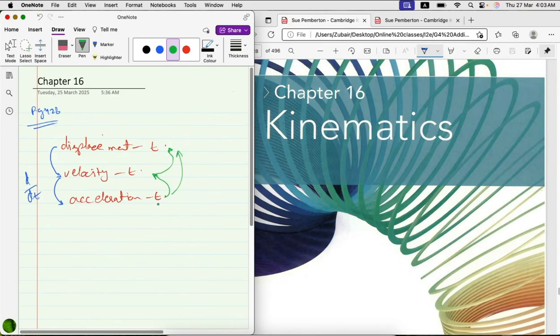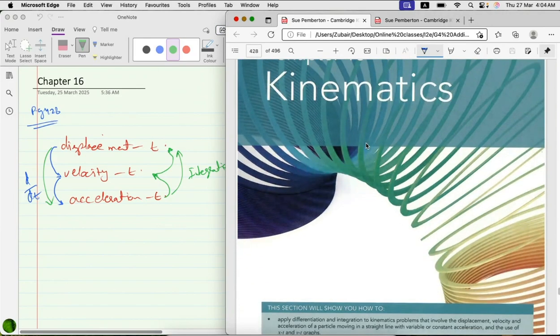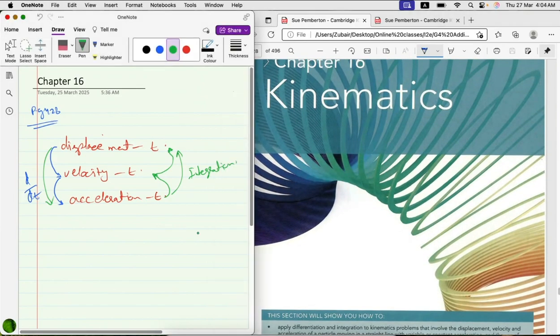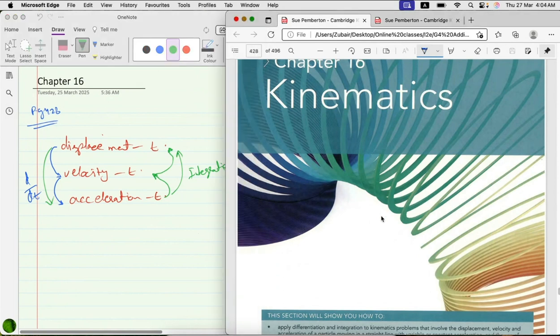So if we are moving up from this graph, we do integration. And if we are moving down, we do differentiation. So basically, integration of acceleration is velocity, and integration of velocity is displacement. Differentiation of displacement will give you velocity, and then differentiation of velocity is acceleration.